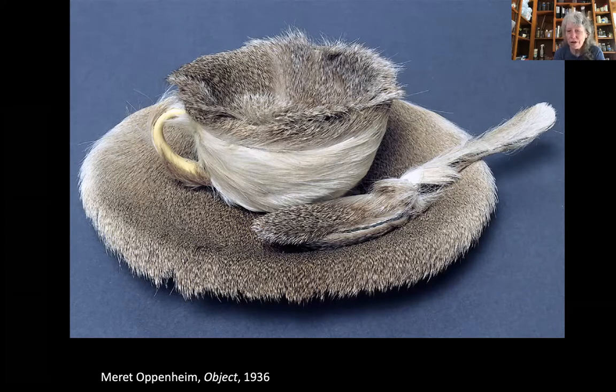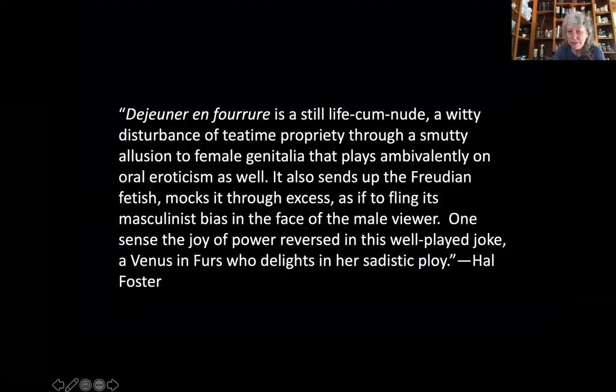And for Breton, it also had this sort of elements of a fetish. That is, it brings to light some kind of unconscious desires and fears, possibly. So let's read about those. All right, here's what Hal Foster said.